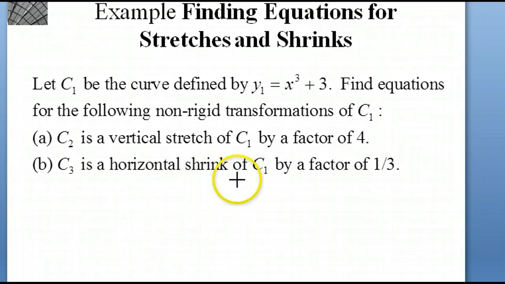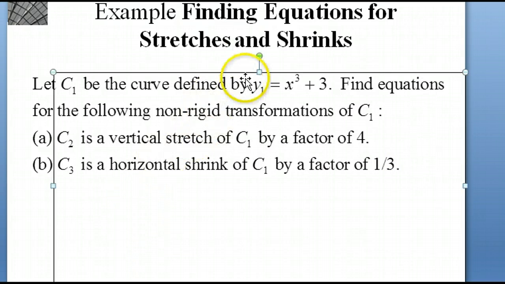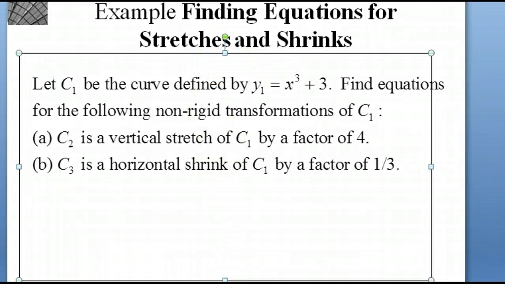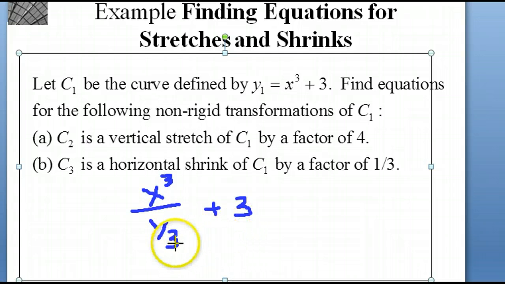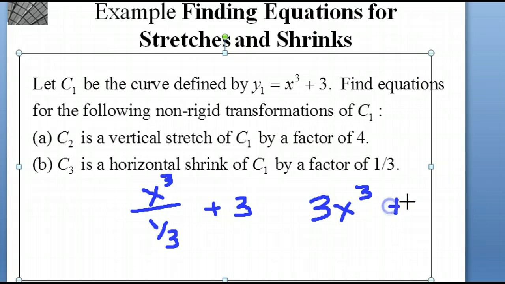C3, horizontal shrink by a factor of 1/3. Now this one's a little confusing because you're thinking shrink, okay, that's shrinking by 1/3, it's making it smaller, but when you're shrinking horizontally, you're actually dividing. When you're shrinking, you've got x cubed divided by 1/3 plus 3. And when you divide by 1/3, you're actually multiplying by 3. So we get 3x to the third plus 3.